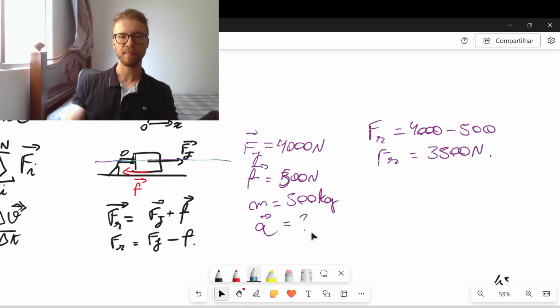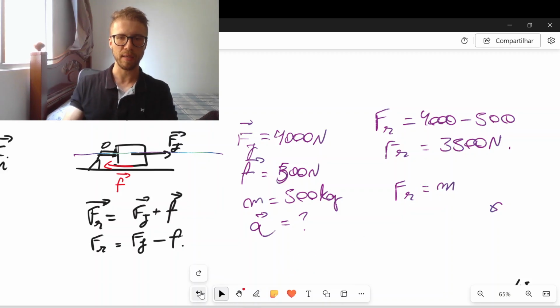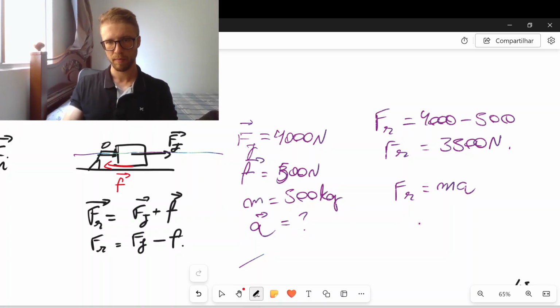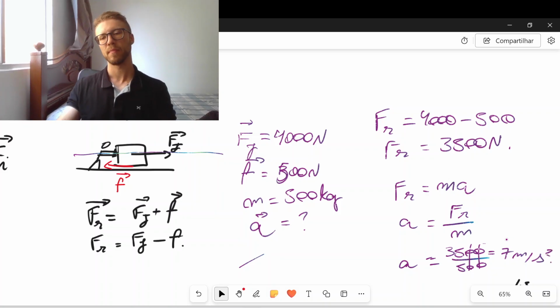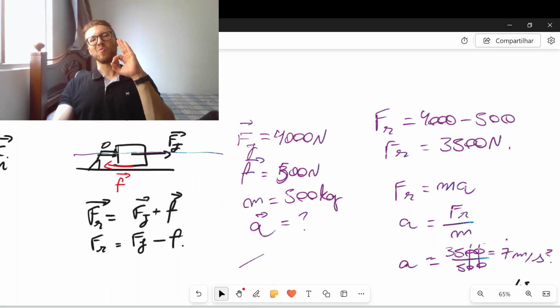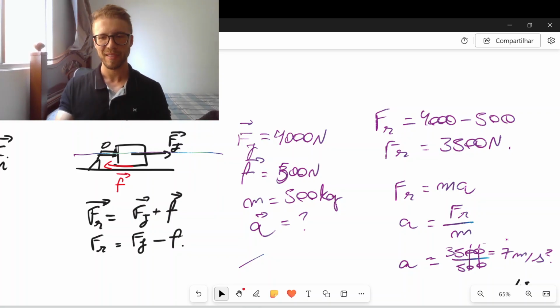Second thing, given that Newton's second law is this product, m times a, we'll solve for a. So a is F sub r over m. A is 3,500 over 500, 7 meters per second squared. Like round numbers. Like, easily.